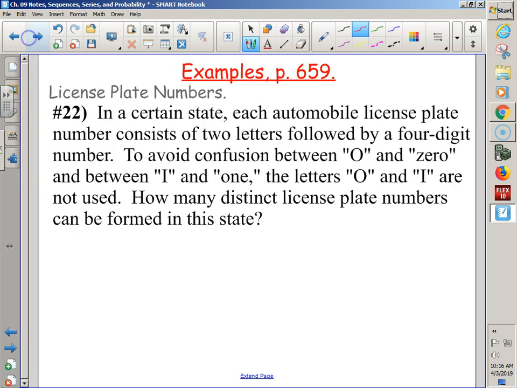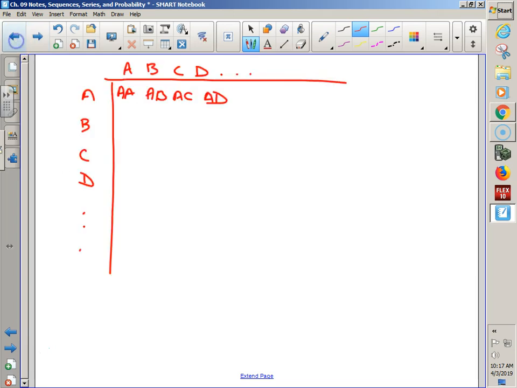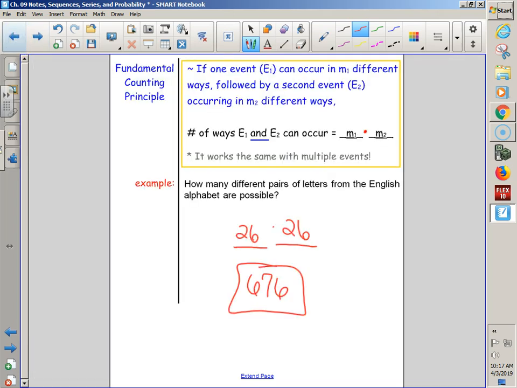Okay, license plate numbers. I just wanted to show you the random little matrix. But that only works when you have 2 options. As soon as you have 3 or 4, you'd have to do the branching technique. The fundamental counting principle: multiply and multiply.